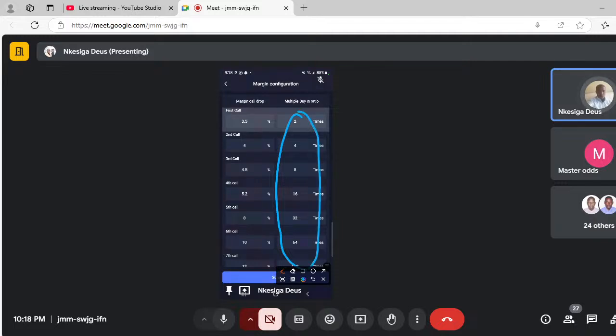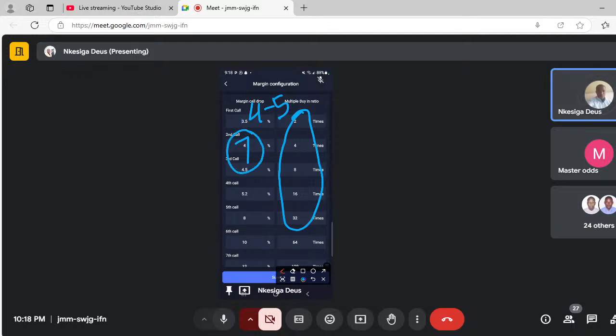By using the default one, it doesn't mean that we should have 7 margin calls. No, we can have only 4 to 5. Why? Because the money you will use here will be too much. And when you add up to make it 7, it will be worse. Most of you, your capital is less. So therefore, there is no need of using 7 margin calls.